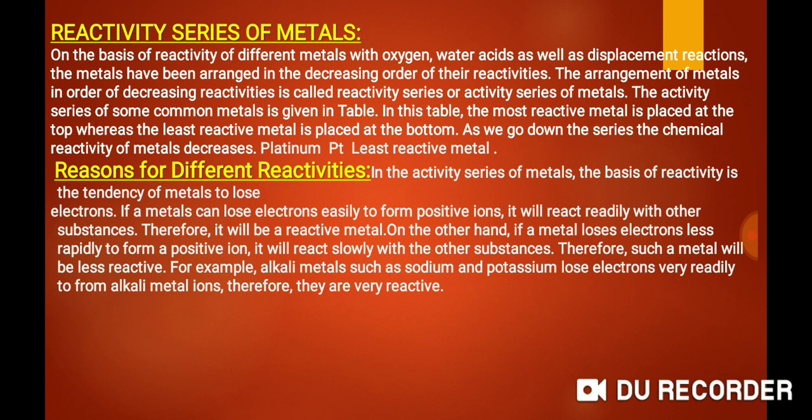Now let us see what the reasons are for different reactivity. In the reactivity series of metals, the basis of reactivity is the tendency of a metal to lose electrons. If a metal can lose electrons easily to form positive ions, it will react readily with other substances, and we say that this metal is reactive.